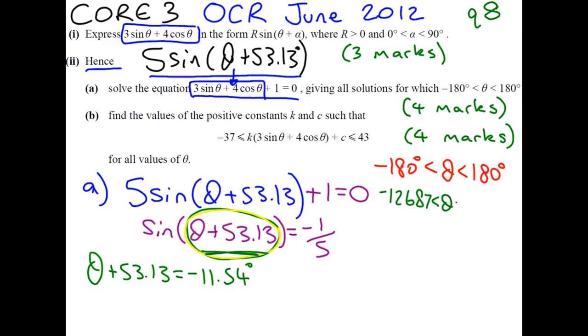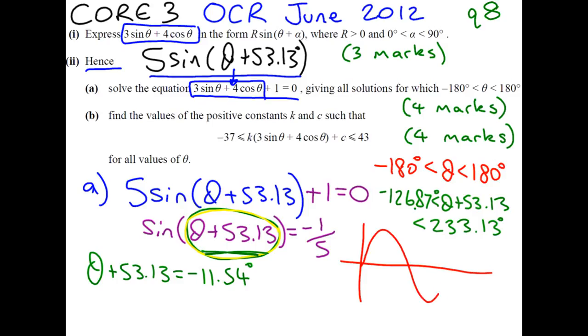So, theta plus 53.13 is going to be between minus 126.87 and 233.13 degrees. Now, if we think about our sine graph, the first answer that we've got, minus 11.54 degrees, is somewhere around here. So that's the value. Now this is minus 90 degrees, minus 180 degrees.